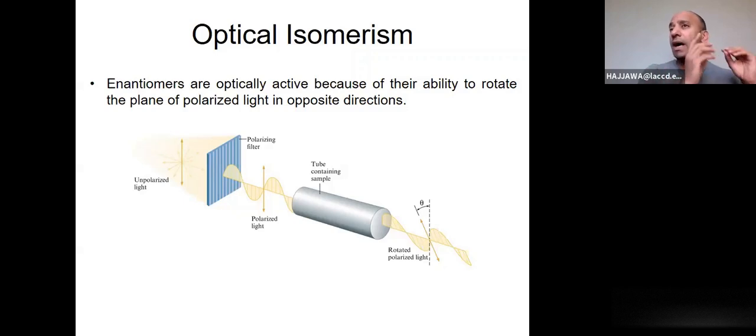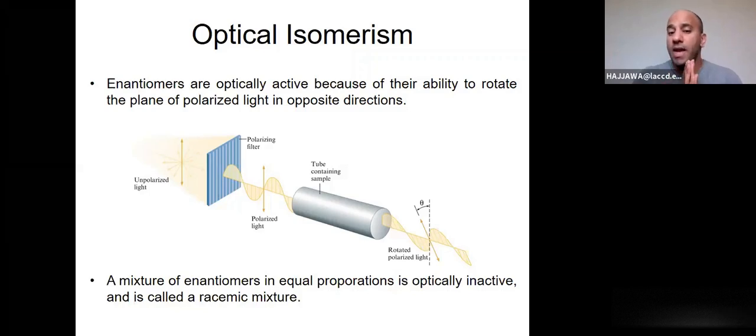When I have a letter L in front of the compound, or a minus, either of the two, minus or L, will mean that the plane polarized light got rotated to the left when this sample was injected in a polarimeter. So that's important to keep in mind. Dextrorotatory or plus, clockwise; levorotatory or minus, counterclockwise.